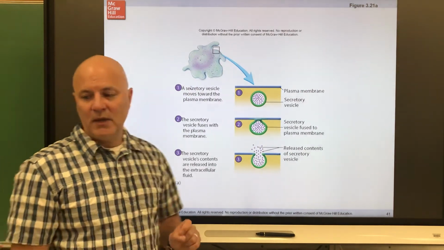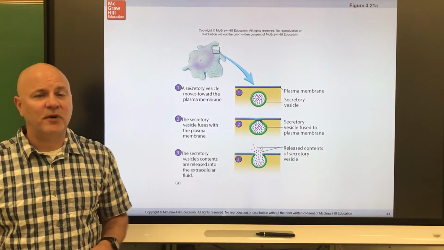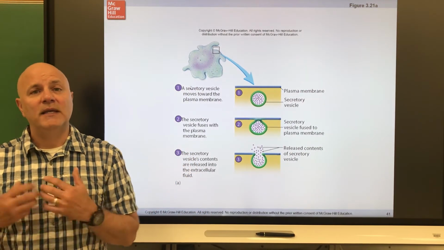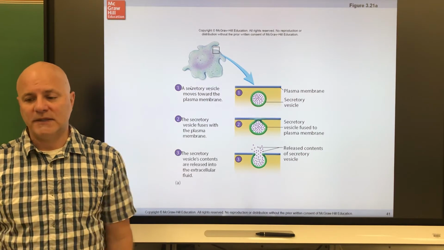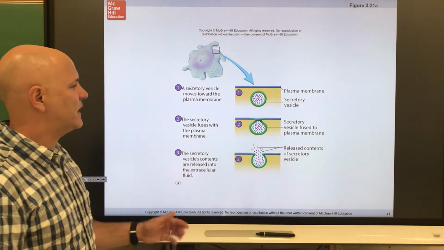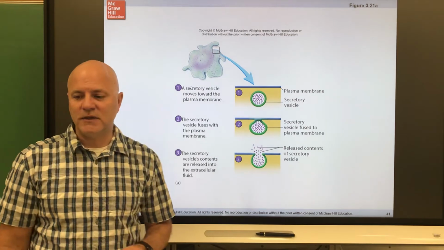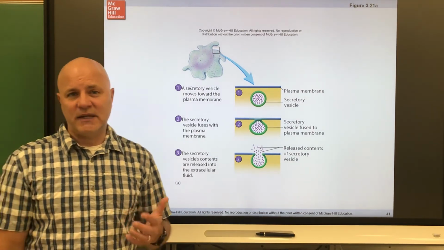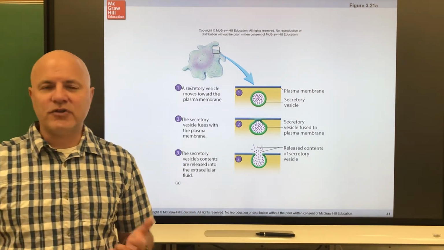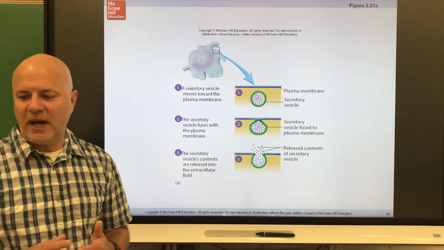Okay. Next is membrane-assisted transport. Here we're going to use a membrane to get stuff either into or out of cells. The first is exocytosis, and this is showing exocytosis. So exo, exiting, cyto, the cell. This is a transport of substances out of a cell by a vesicle.